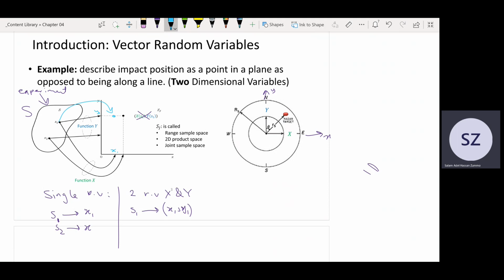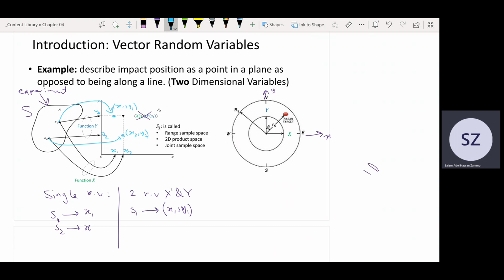Is it clear, guys? There is an error in the picture, sorry. So this is X1 and Y1. While S2 goes into this point, so this will be X2, the mapping of S2 onto the X-axis, and this will be the image on the Y-axis. And this will basically be S2, which is X2 and Y2.